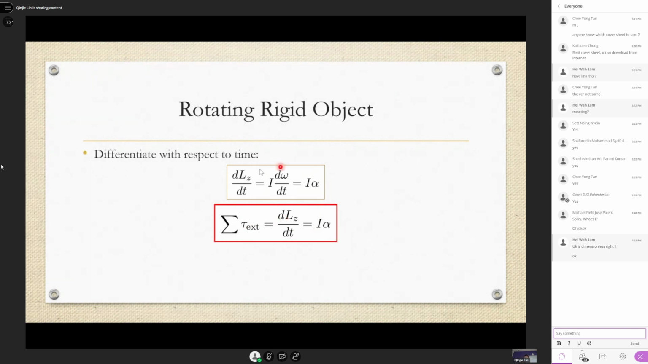Okay, then we continue from that same equation, your L equals I omega. If you differentiate it, you're going to get I alpha. So you see, you come back to the same equation. dL over dt, that is your torque, right? And if you differentiate omega with respect to time, it changes to alpha. So in the end, you are going to get torque equals I alpha. Come back to the same formula. So everything is just related.